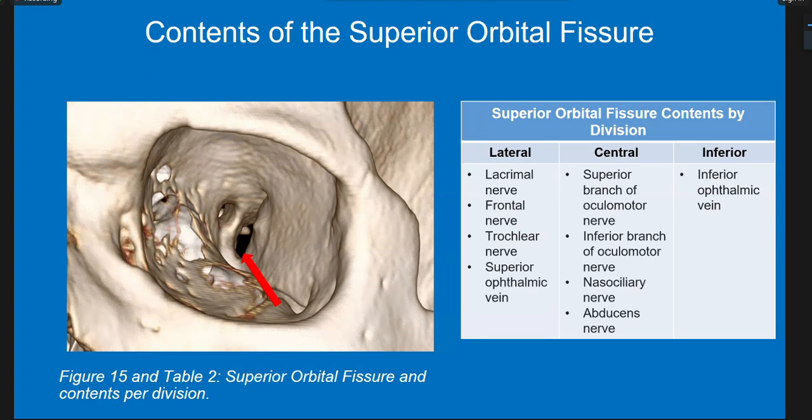Again, here on the frontal perspective of the orbit, you can see the superior orbital fissure, and you have the optic canal separated by the optic strut, this piece of bone here.